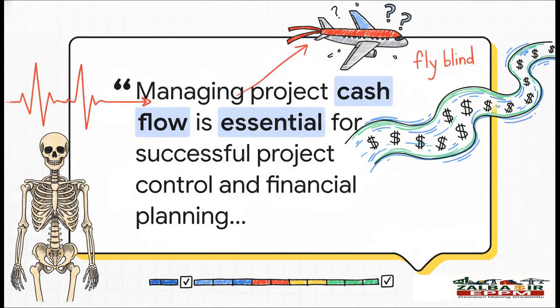A schedule? That's just the skeleton of your project. But as Hani Ismail points out here, managing the cost, that's the lifeblood. Without a crystal clear view of your cash flow, you're pretty much flying blind, and it doesn't matter how perfect your timeline looks on paper.